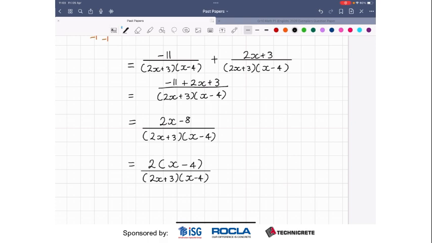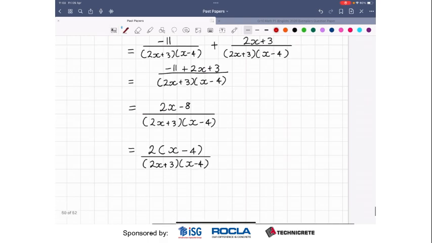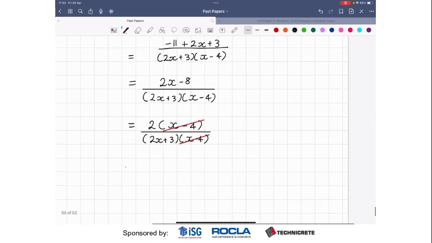And now I've got one term in the denominator, one term in the numerator, which means that I can cancel out these common brackets, x minus 4 and x minus 4. And so I'm just left with a 2 in the numerator and this 2x plus 3 in the denominator.